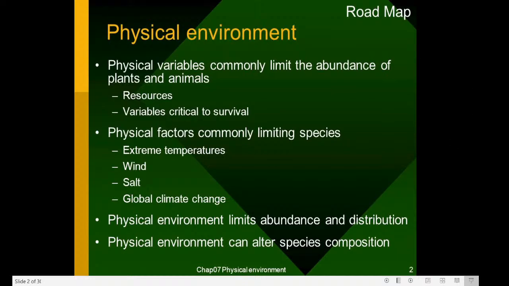Another thing we want to know is that the physical environment limits abundance and distribution. It can alter the species composition. This is very important; they may ask it as an optional question, giving statements and asking you to find the wrong statement. From that point of view, we need to analyze the concept. That is analytical thinking. The physical environment limits the abundance and distribution, and it can alter the species composition.